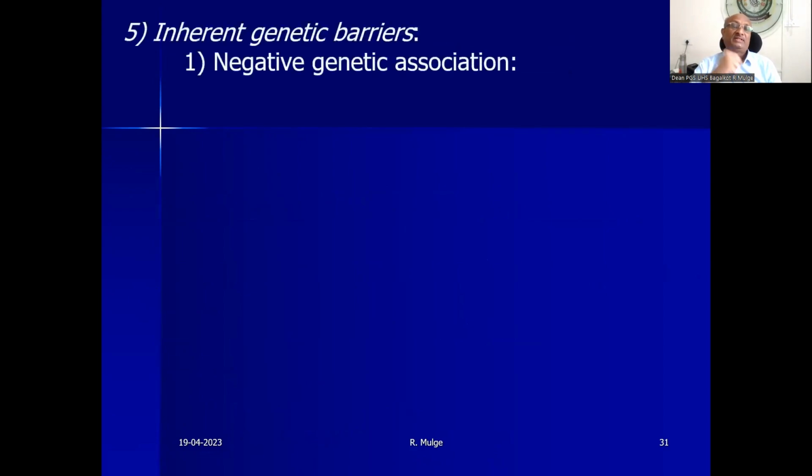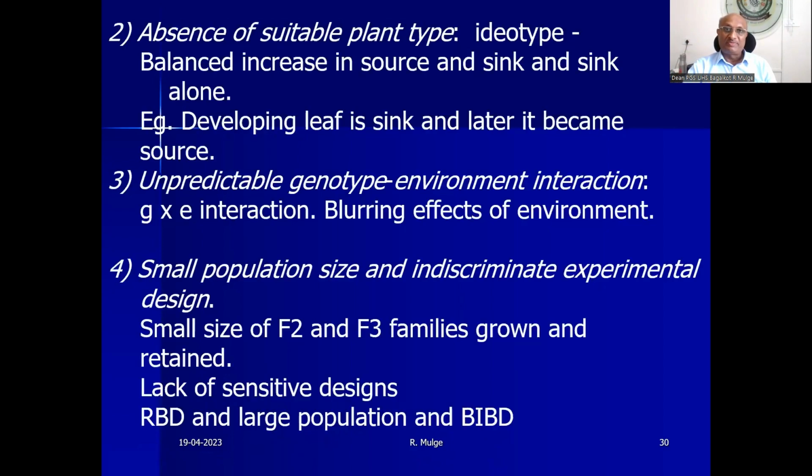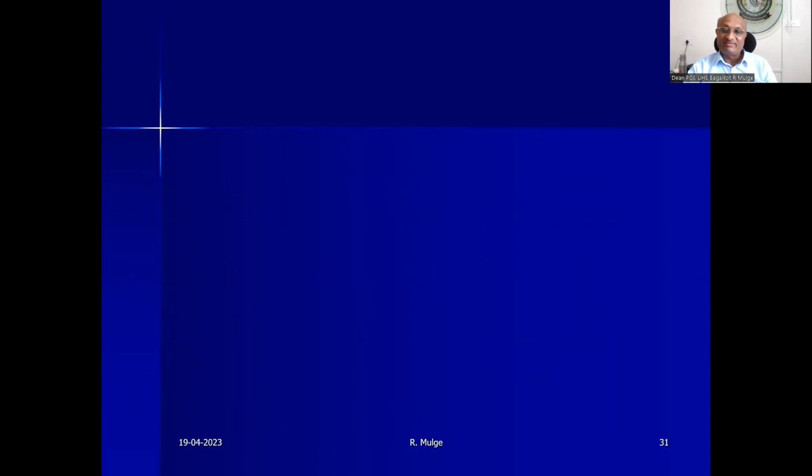So maybe some modifications you have to look at, so that can help. So whatever we have discussed, there's a narrow genetic base, the absence of a suitable type that objective to set, or unpredictable genotype into environment effect, and the small population size. All these are the external factors.